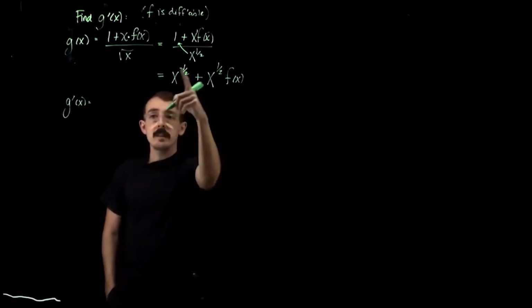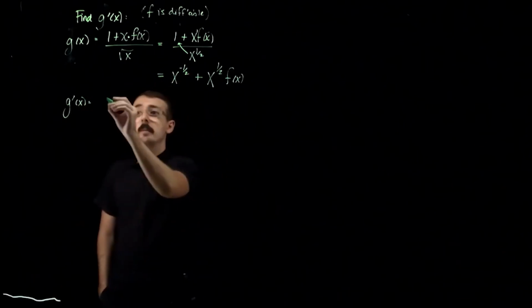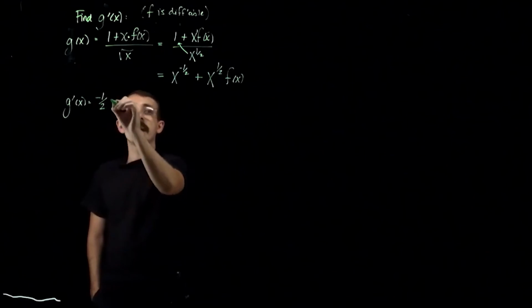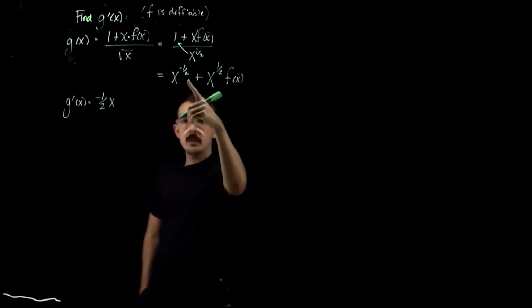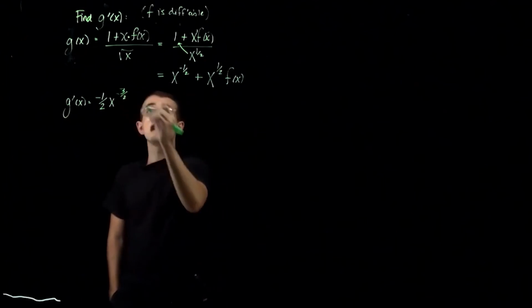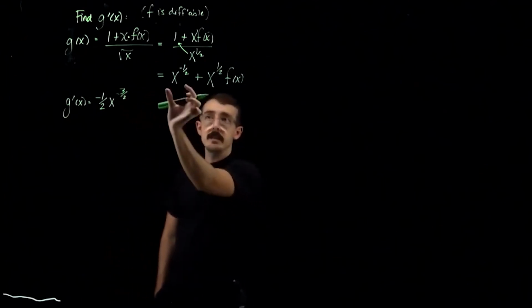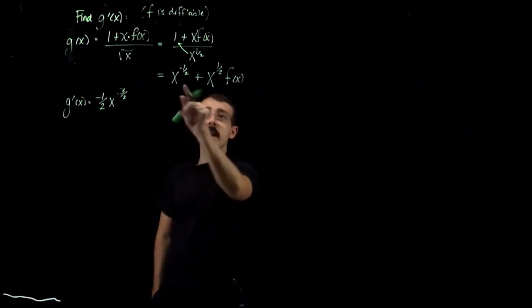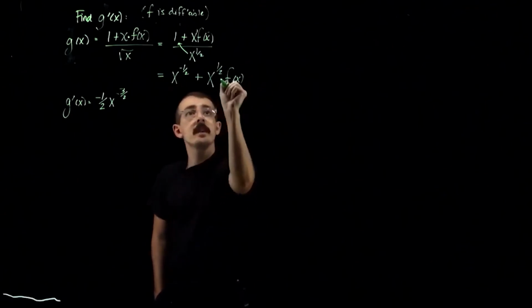We need the power rule for this. It's a single function here. So bring the power down. I get negative 1/2 x. Subtract 1 from the power, and I get negative 3/2. That takes care of this piece. So I've taken the derivative of this. Now I go to the next piece.